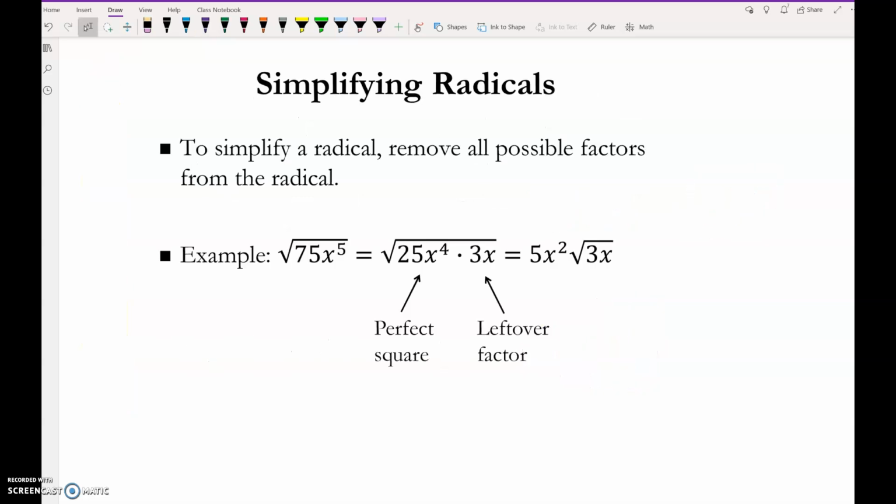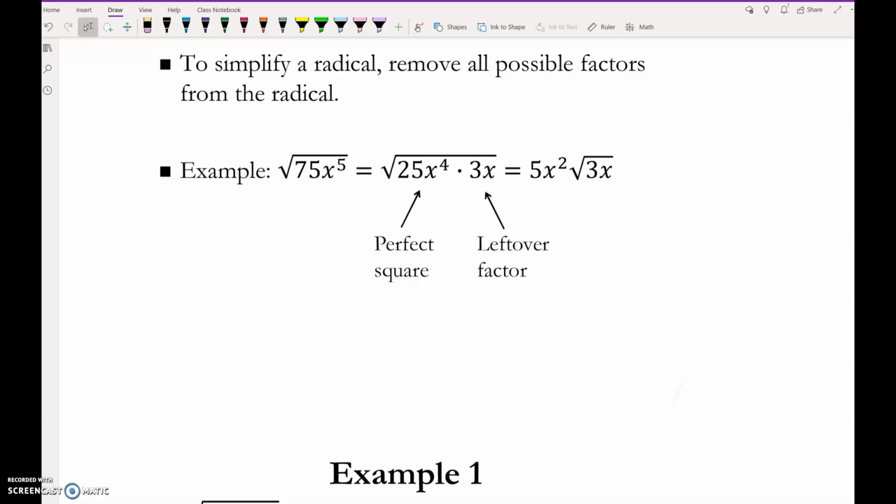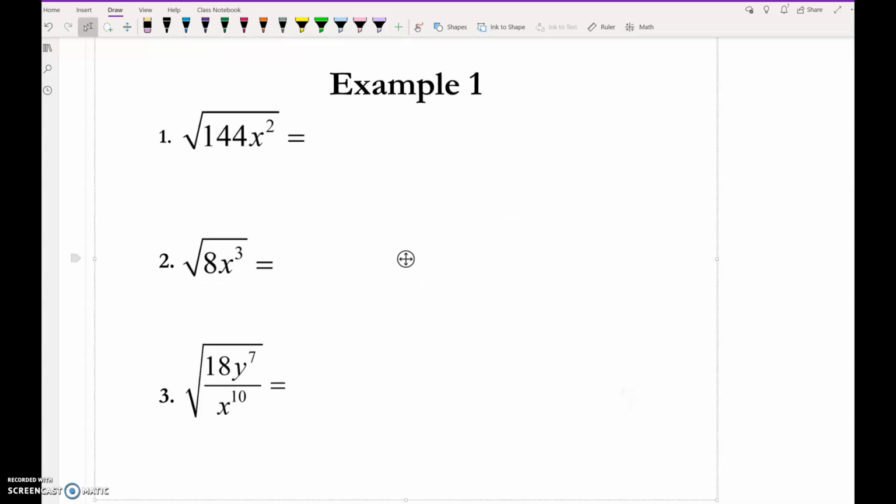This slide has like technical information about how to simplify radicals. Honestly, let's just try it with the examples. I think we'll get there pretty well.